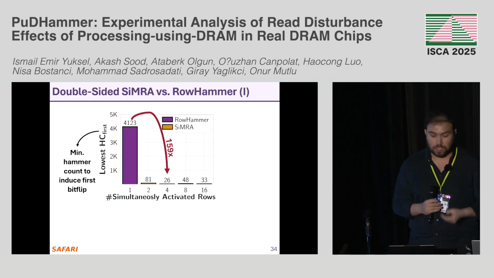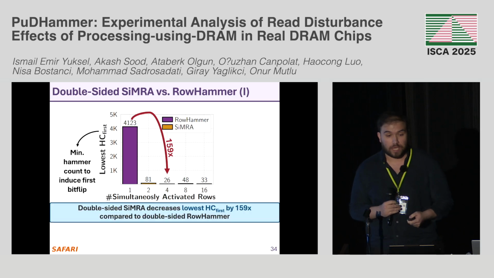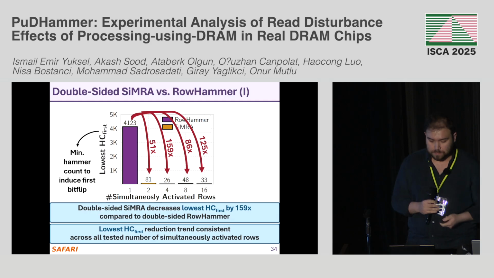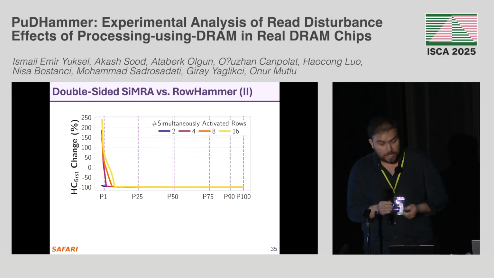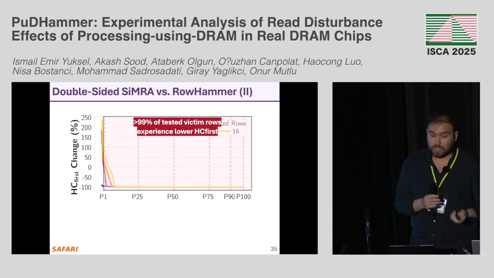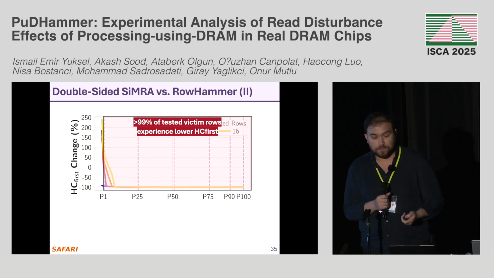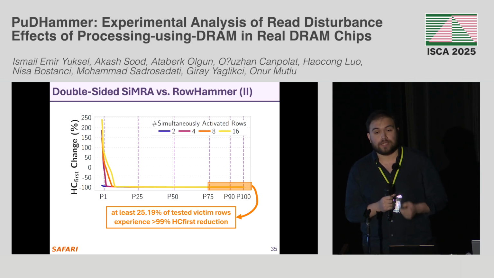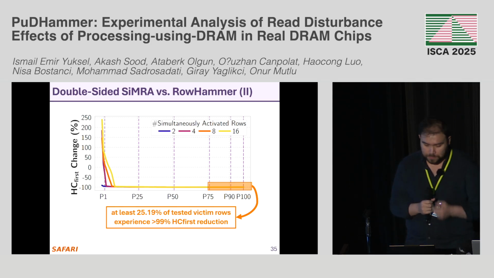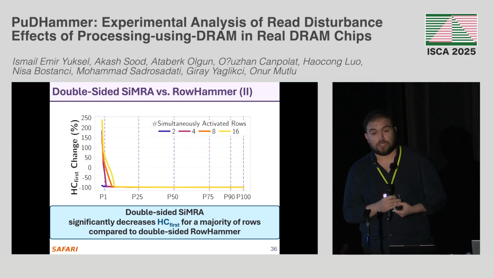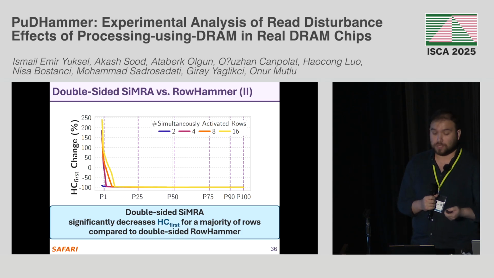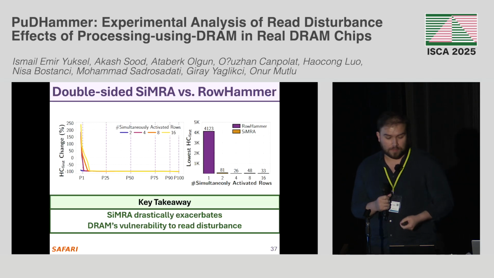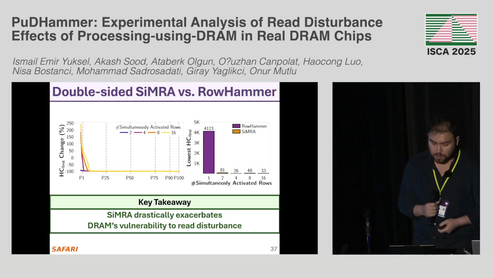We observe that the reduction in lowest HC first is almost 160x, and for the other numbers of tested simultaneously activated rows, the reduction is similar. When we look at how each victim row behaves, again, more than 99% of tested victim rows experience lower HC first, and at least 25% of tested victim rows experience more than 99% reduction in HC first. We conclude that simultaneous multiple row activation significantly decreases HC first for a majority of rows compared to double-sided RowHammer, which translates to drastically exacerbated DRAM vulnerability to read disturbance.